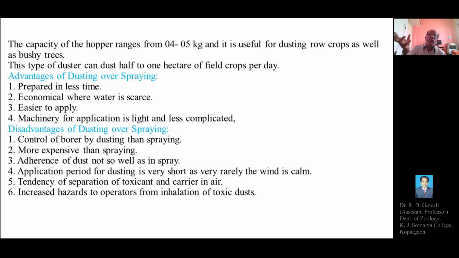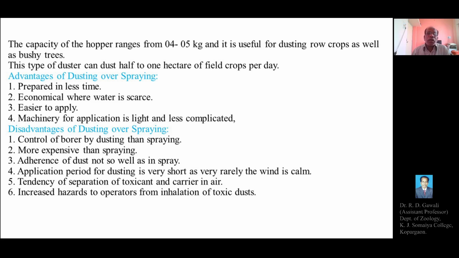as in spray, because the liquid or insecticidal spray is applied in the form of droplets on the surface of the plants or the leaves, and the solution or the water gets evaporated, and ultimately the active component of the poison of the pesticide will remain stuck onto the surface of the leaves or the crops. But in case of dust, it cannot stick to the surface of the leaves, but simply passes out or falls down onto the land. So adherence of the dust is not so good as in spray.